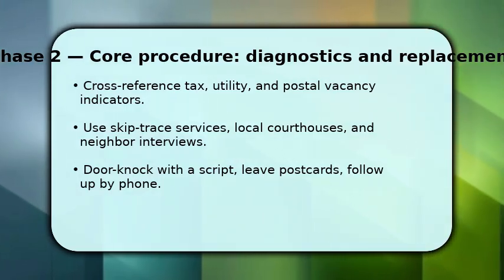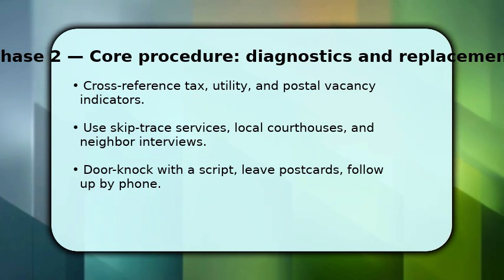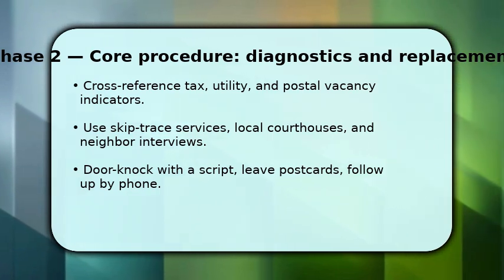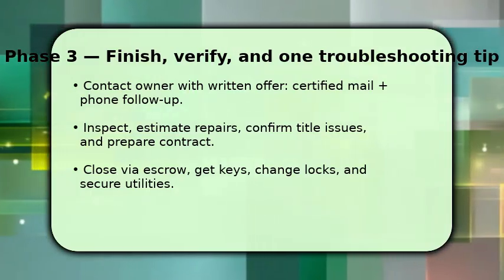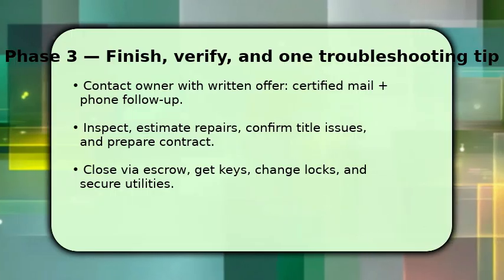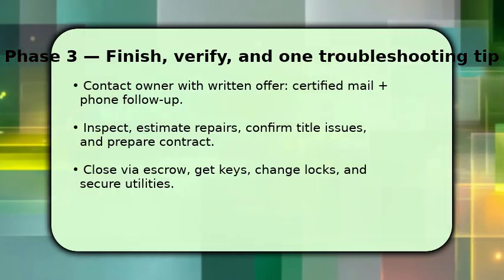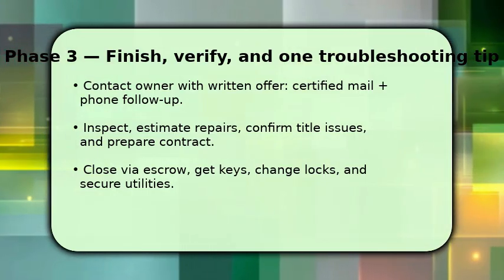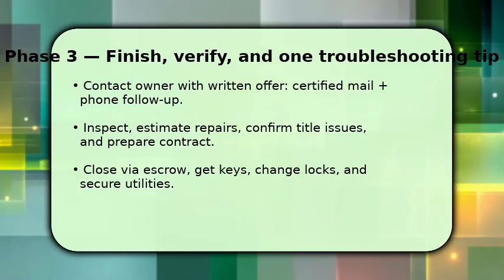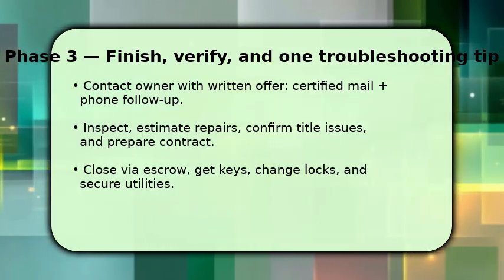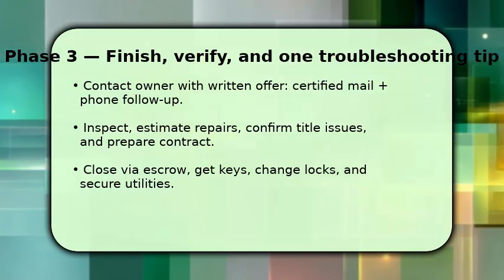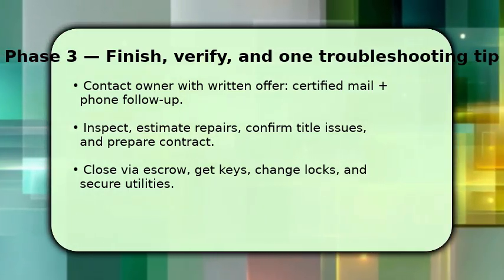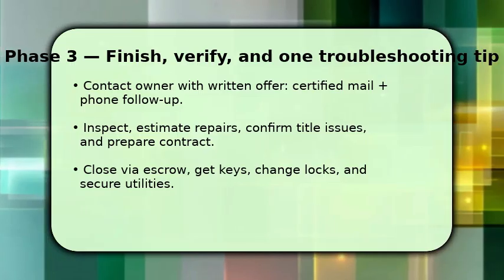You finish by moving from contact to control, send a written offer, then follow up persistently by phone. Once the owner engages, arrange a quick inspection to estimate repairs and confirm title and lien status. Negotiate terms that reflect repair costs and risk, then use escrow for a clean closing. After closing, change locks, secure utilities, and document condition with photos. If the owner is unresponsive, use certified mail and check probate records.